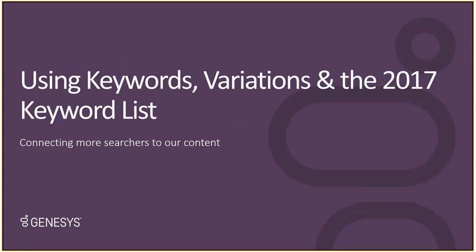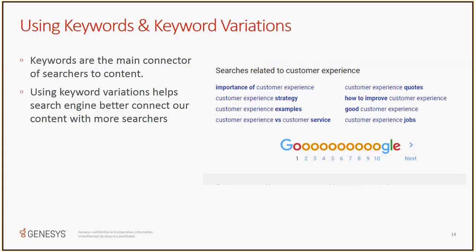Right, let's move on to using keywords, keyword variations, and our 2017 keyword list. So as we've been discussing, keywords are needed in order to connect our content with the end user or the searcher. In the past, SEO was all about keywords, right? So the secret to ranking at the top or #1 in Google or the SERPs was through filling a web page with as many instances of one target keyword as you possibly could.